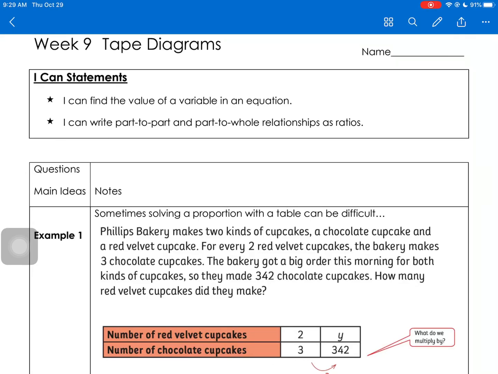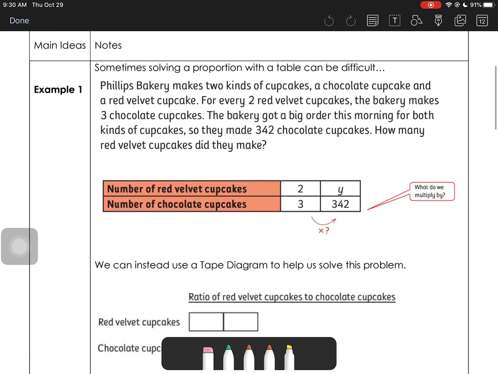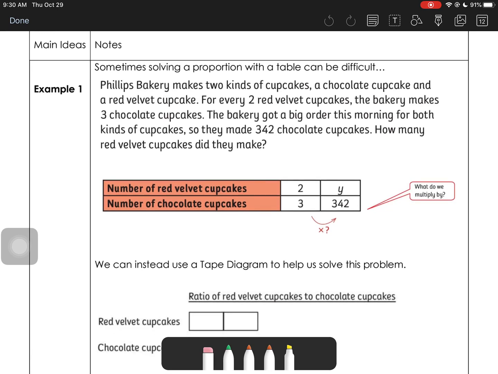In this lesson, we are still going to work on proportions, but we are working on a tool called a tape diagram. Sometimes we find that there are proportions that are difficult for us to solve because they have bigger numbers. So what we can do is set up what we call a tape diagram.